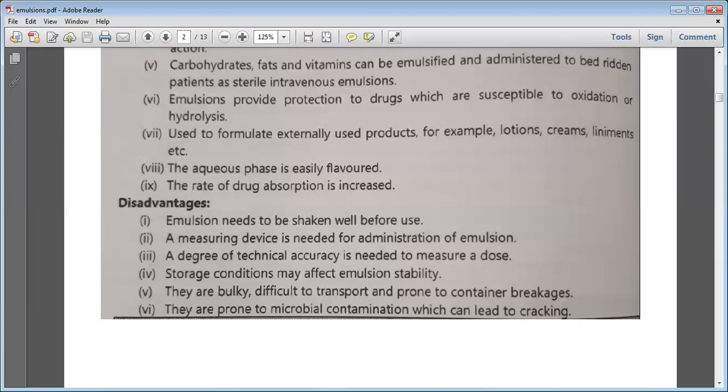If natural emulsifying agents are used, like acacia and tragacanth, this leads to the breaking of the emulsion, and therefore the emulsion is said to be unstable because of the type of emulsifying agent being used, and it is prone to attack by microbial contamination. So these are the advantages and disadvantages of emulsions, and also the definition of the emulsions.